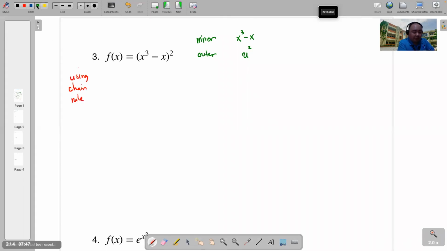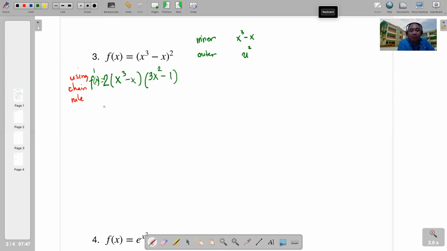First I derive u squared, so that's going to be 2 times something. That something is x cubed minus x, raised to 2 minus 1, which is 1, but then we no longer need to write that. After the outer function has been derived, the derivative of the inner function is 3x squared minus 1. So you have f prime x is equal to this.